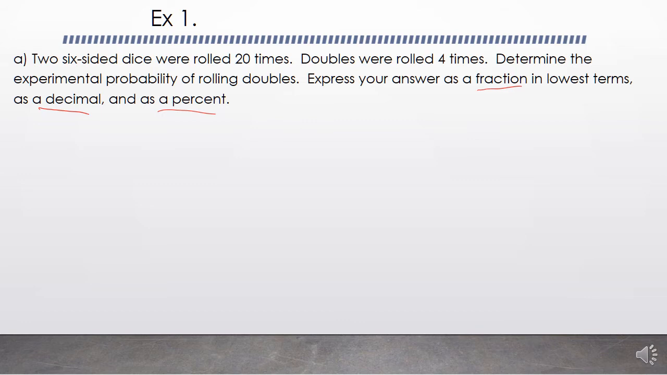To answer this question, again, we want good communication marks. Capital P for all of your answers for probabilities. In brackets, what you're finding the probability of. So we want to find the probability of rolling doubles. And our formula says count the number of times the event occurred, which it tells us it happened 4 times, over the number of trials, in this case, the number of times you rolled things, 20.